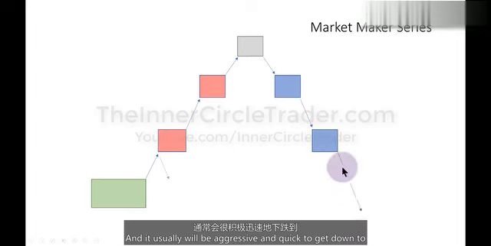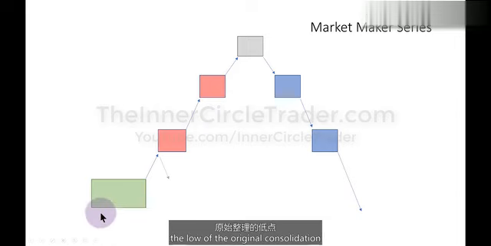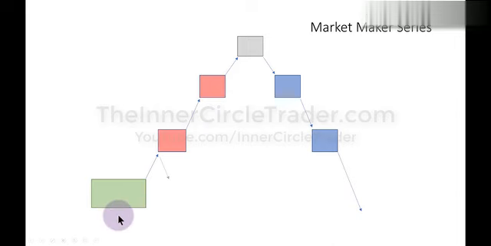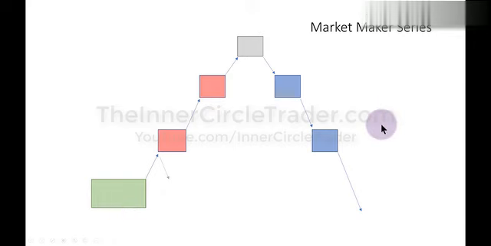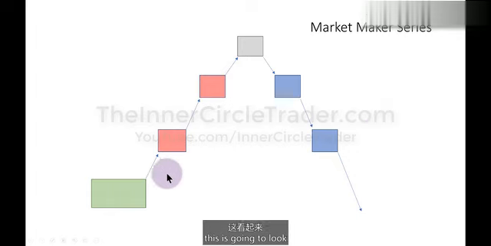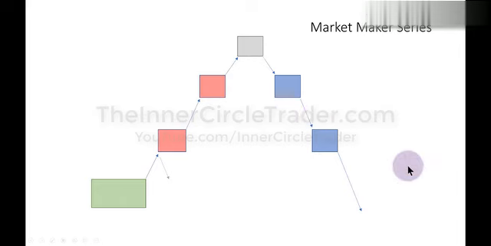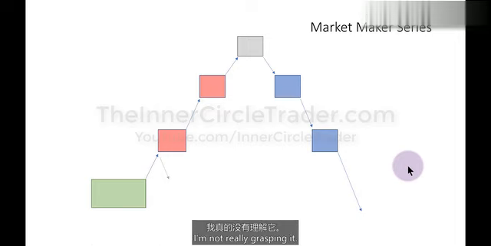And it usually will be aggressive and quick to get down to the low of the original consolidation where sell stops are resting. So these are the elements to a market maker sell model. And again, for someone new, for someone that has not been looking at price charts for a long time, this is going to look too elementary, too simple, too vague. It's not really showing me anything. I'm not really grasping it.